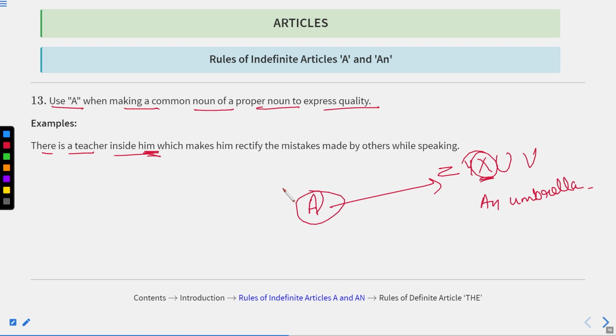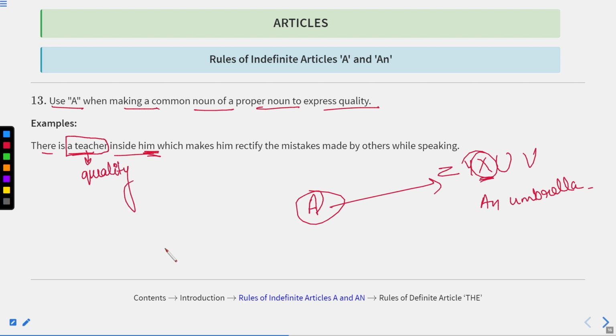It means there is a teacher inside him. It means he possesses a quality of a teacher that makes him rectify others while they are making mistakes while speaking. So it is just a quality of this particular person, though he's not a teacher. Okay, so this is just like that. So we can use a before that particular quality. So here we have used a before this teacher, because this is not actually a person, this is actually the quality which we are telling about.